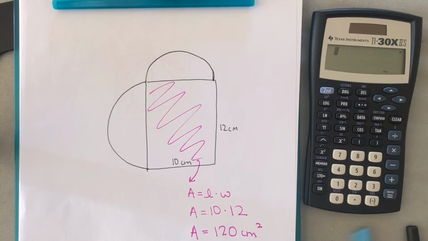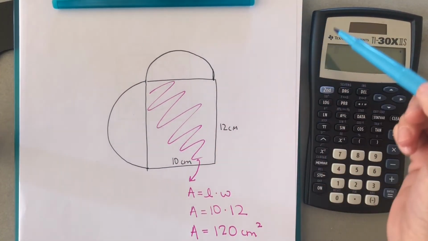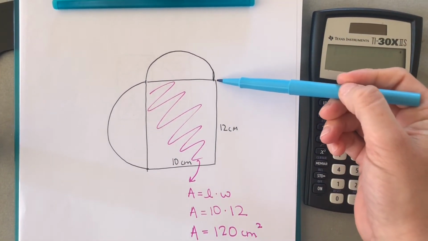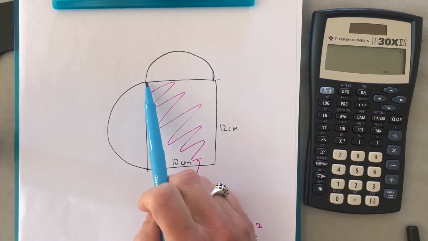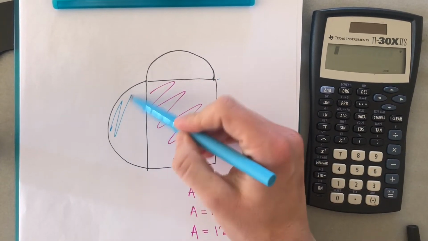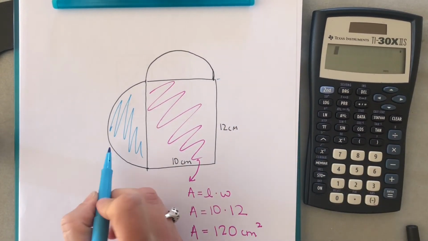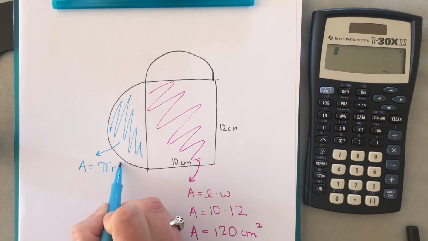Now, what else is this figure made up of? We also have two circles. So we can see just by looking that the circles are different sizes, and we can also see that they have different diameters. So the diameter of this circle is 12, the diameter of that circle is going to be 10. So I know that to find the area of a circle, I need to do pi r squared.